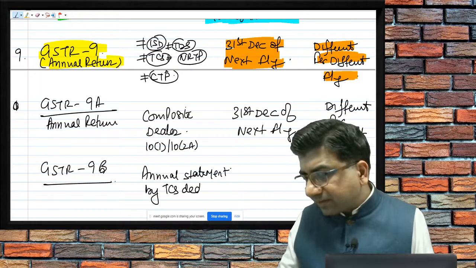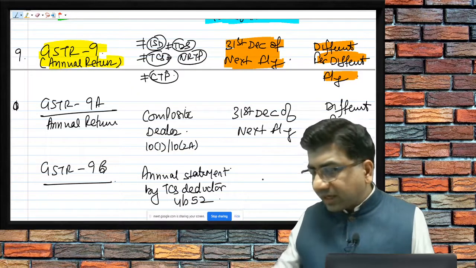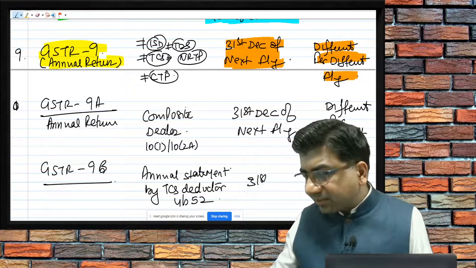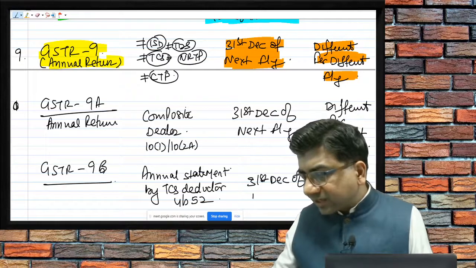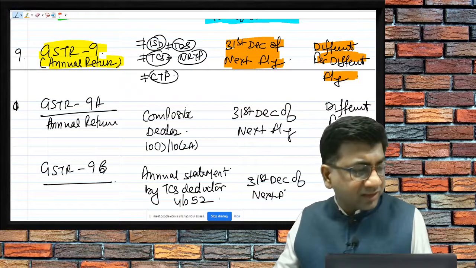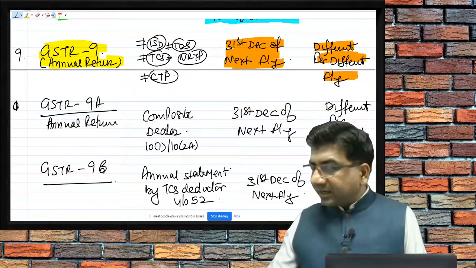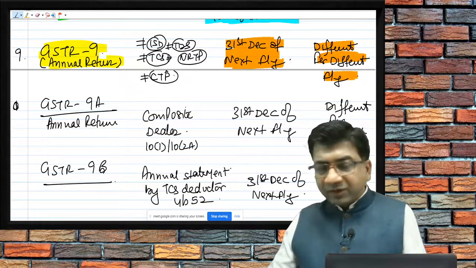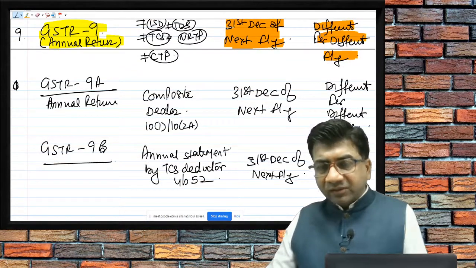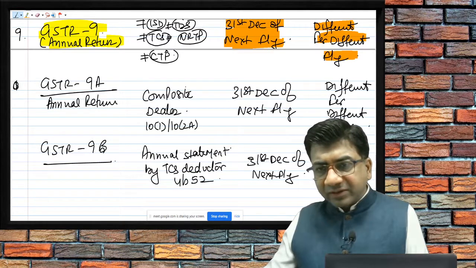Under section 52, again, the time limit is 31st December of next financial year. Again, it might be different for different financial years. We have to check. So we write different. Practically, we don't have to remember for different financial years.